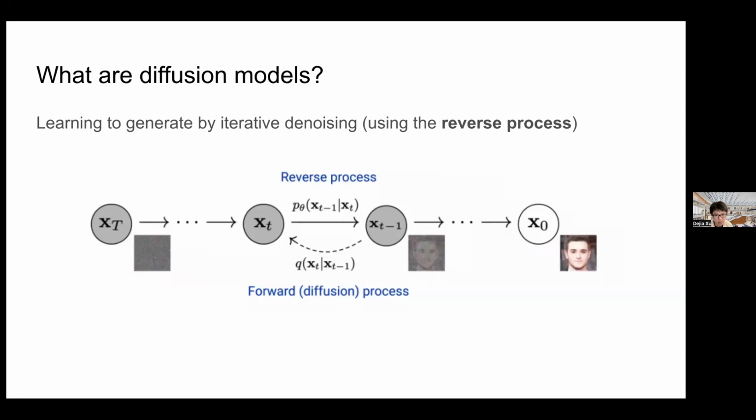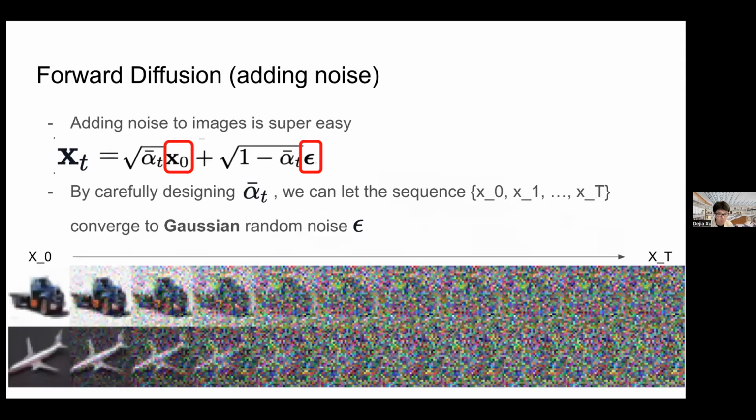On the other hand, we also have a forward diffusion process where we add noise to the image. This is basically the opposite of the reverse process. Instead of removing noise from the image, we are adding noise to images to distort them. Next, let's take a look at how these two processes work. First, let's see the forward diffusion process.